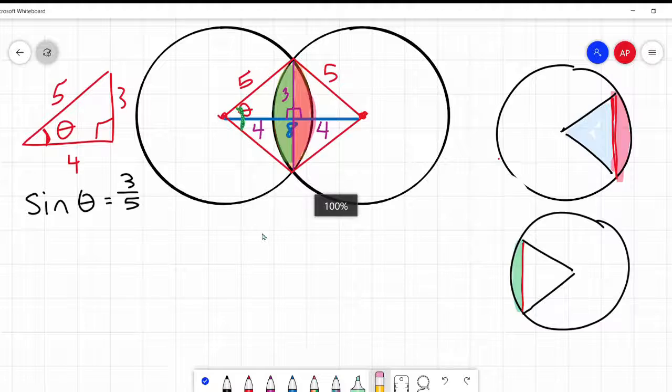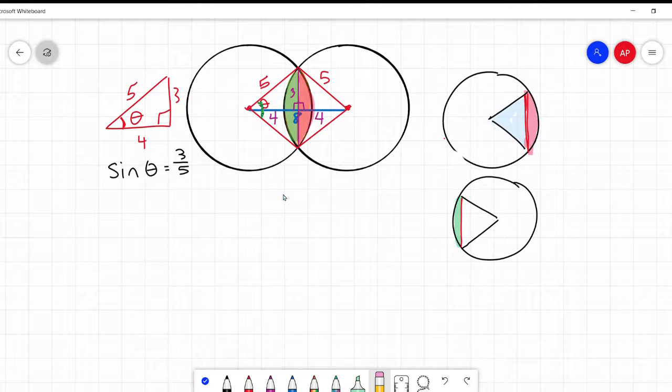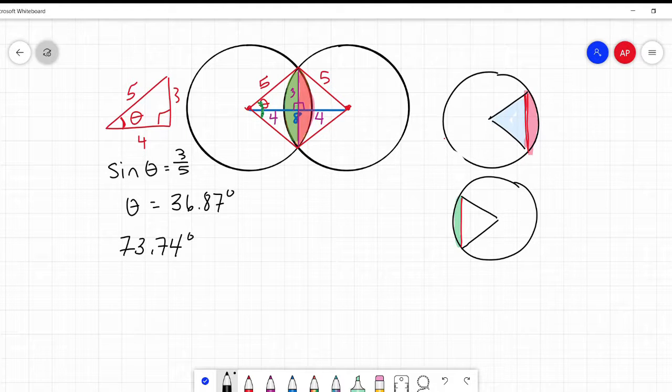Now, this is where we get our calculators out, and we say, okay, inverse sine of both sides. What is theta? And our calculator will tell us that theta, and I'm using degrees, not radians, is 36.87 degrees. All right, well, the angle I'm looking for is twice that. So that bigger angle is going to be 73.74 degrees.